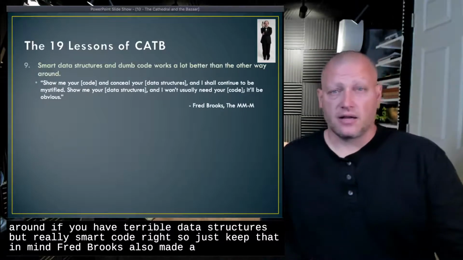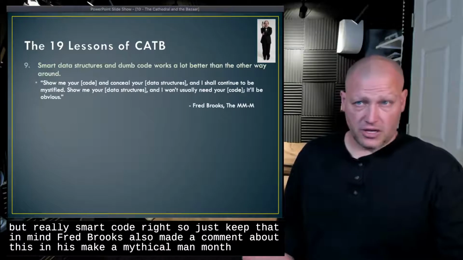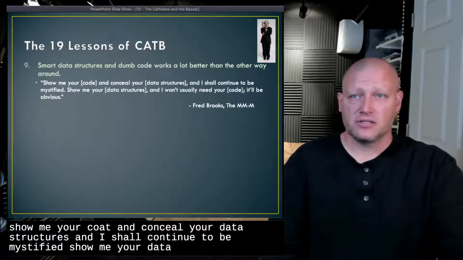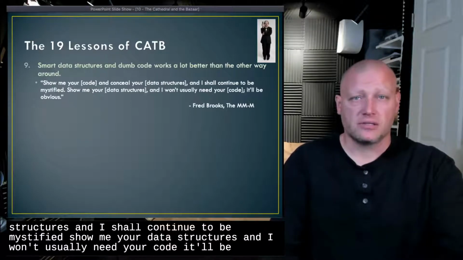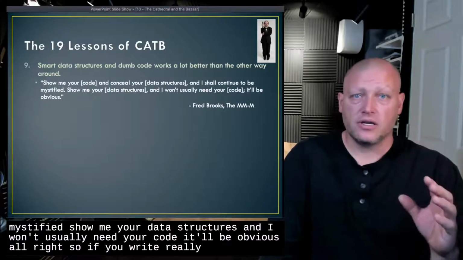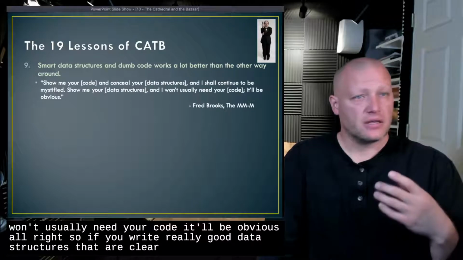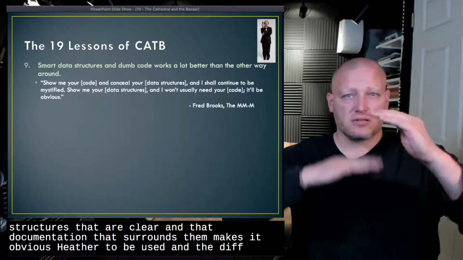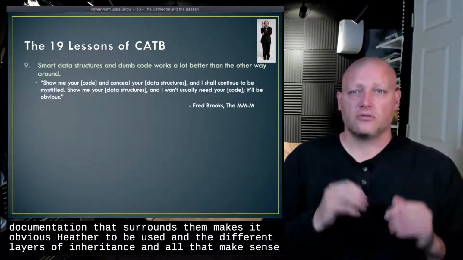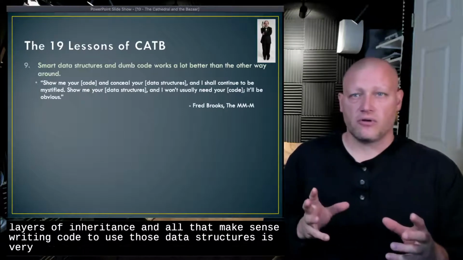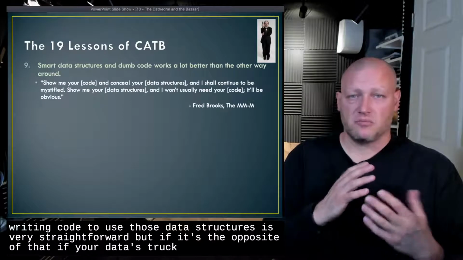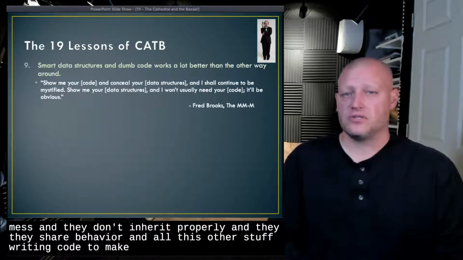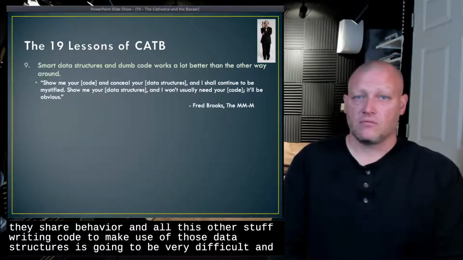Fred Brooks also made a comment about this in his Mythical Man Month book again. Show me your code and conceal your data structures, and I shall continue to be mystified. Show me your data structures, and I won't usually need your code. It'll be obvious. All right, so if you write really good data structures that are clear and the documentation that surrounds them makes it obvious how they're to be used, and the different layers of inheritance and all that makes sense, writing code to use those data structures is very straightforward. But if it's the opposite of that, if your data structures are just a mess and they don't inherit properly and they share behavior and all this other stuff, writing code to make use of those data structures is going to be very difficult and mystifying.